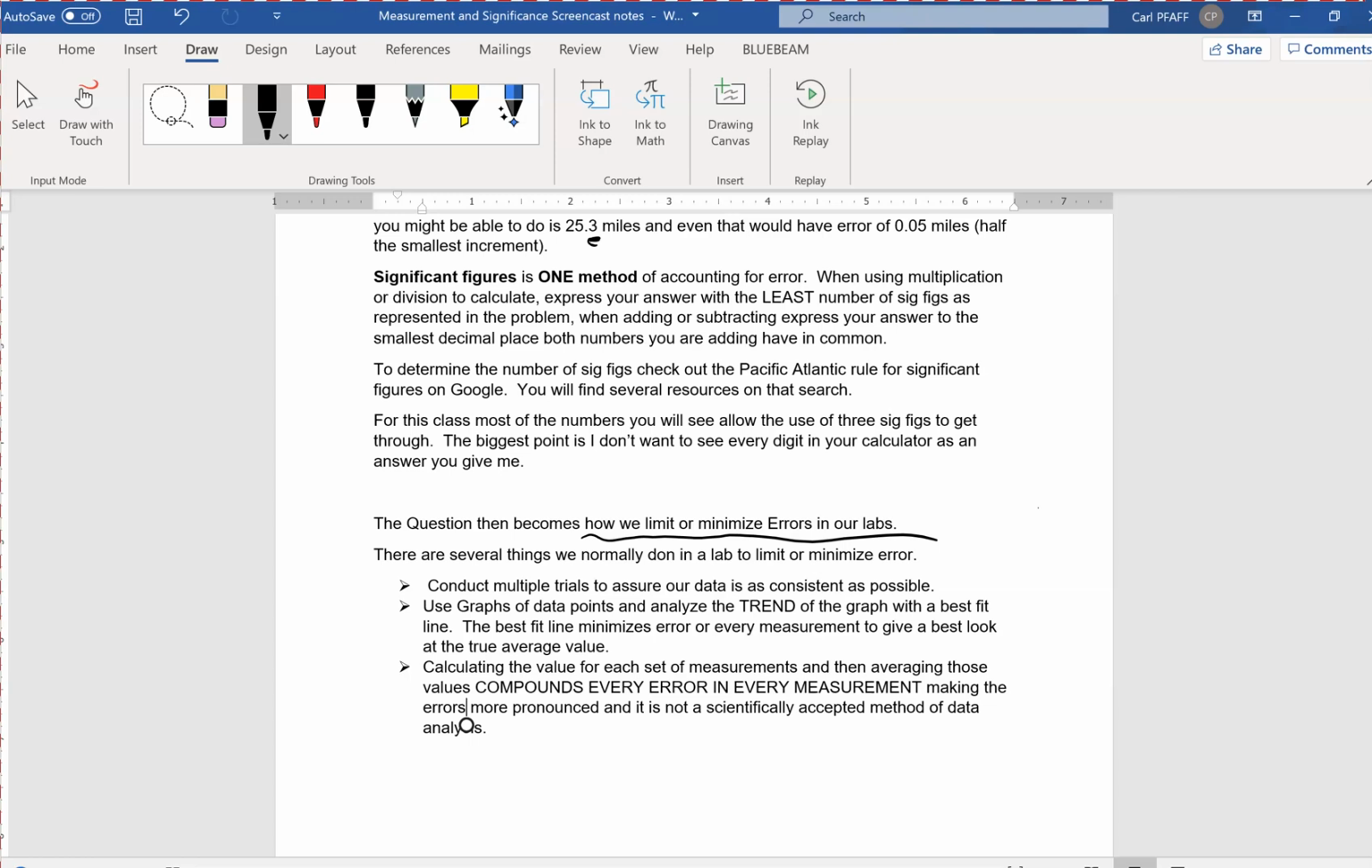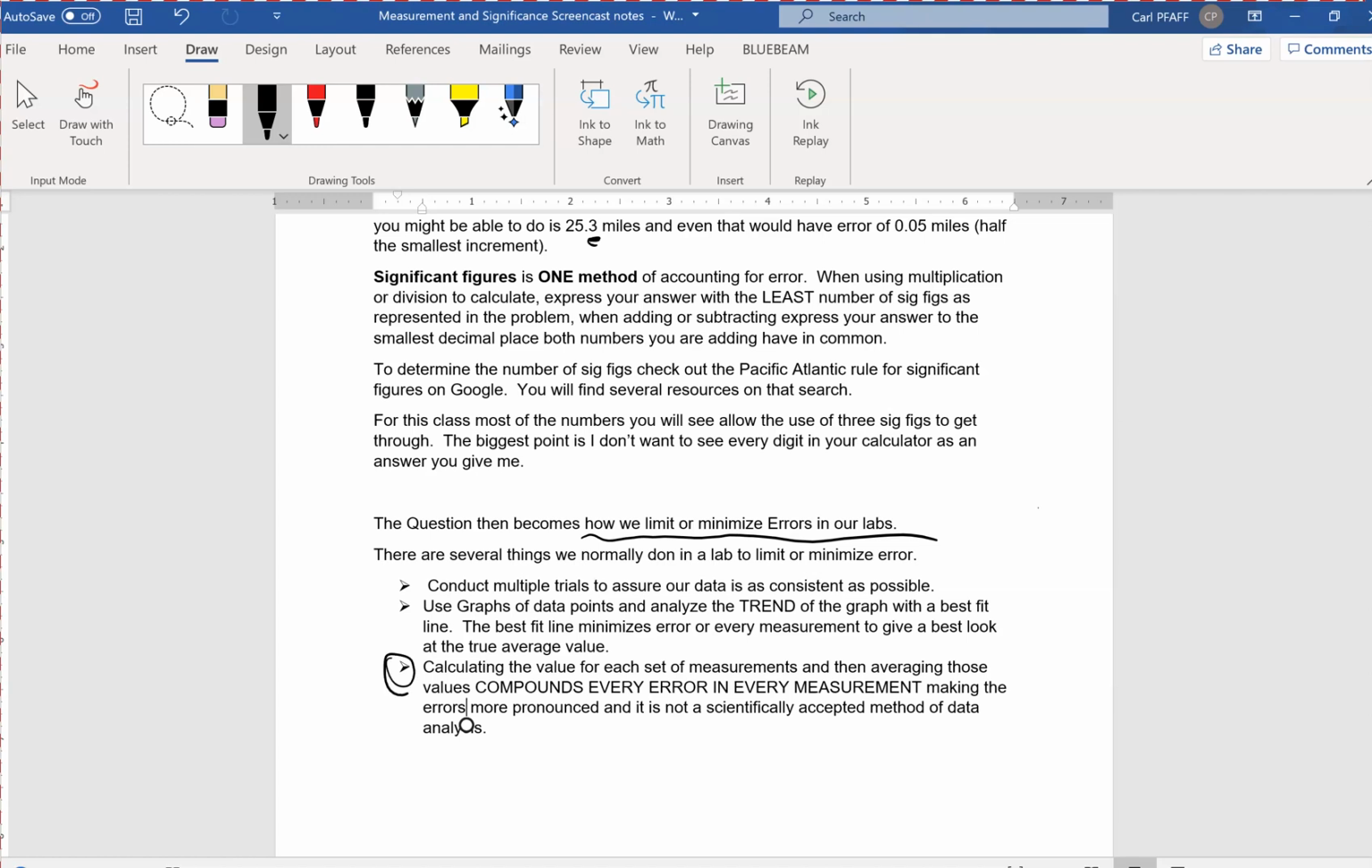We use graphs of data points to analyze a trend in the graph of several different trials, with the best fit line. The best fit line is going to be a way that minimizes error, and the error of every measurement, so that we get a best look at the actual values, at the true value of the trend.